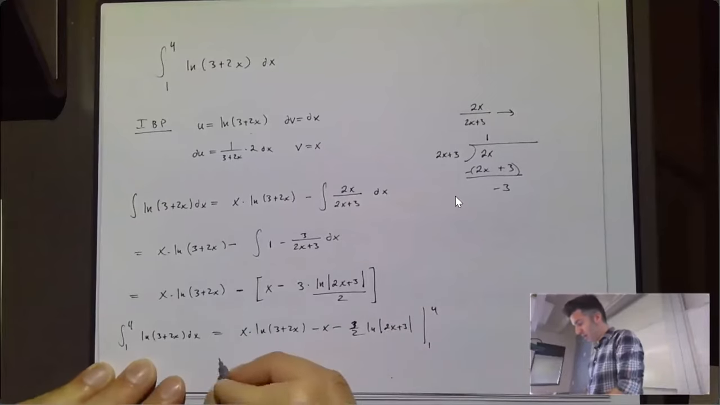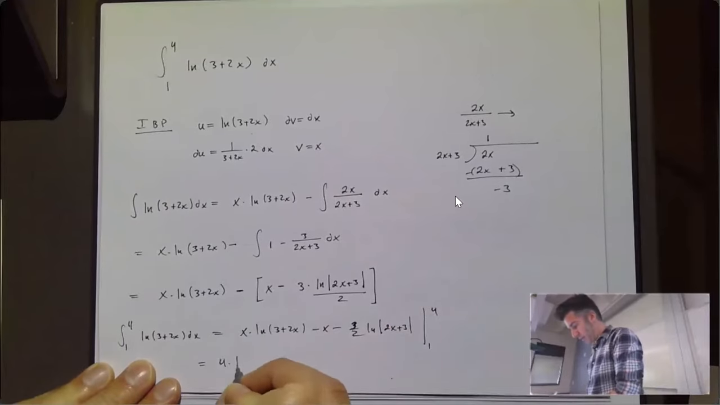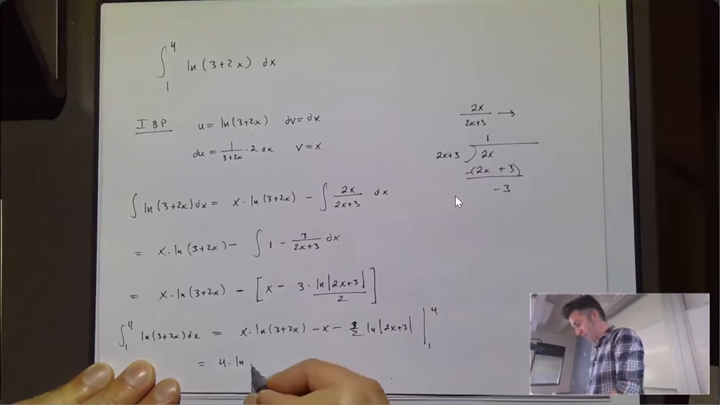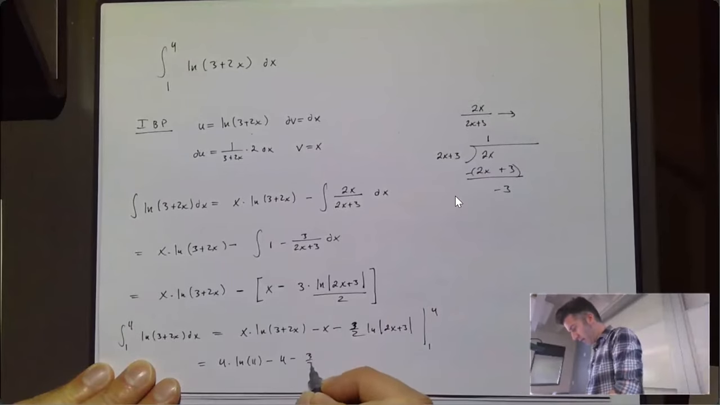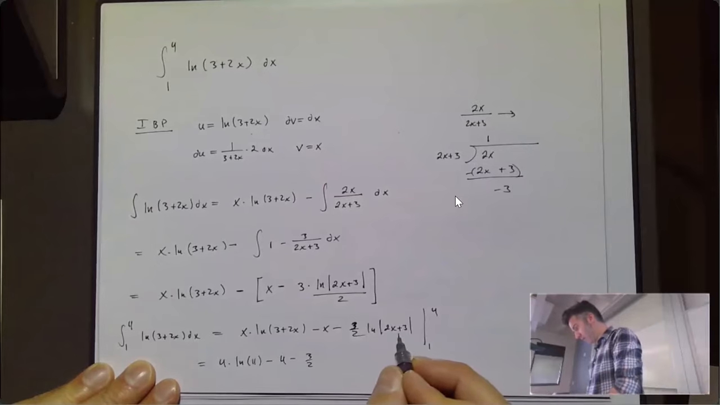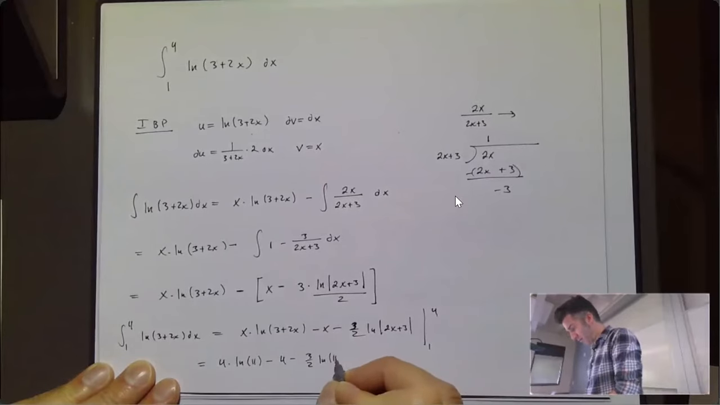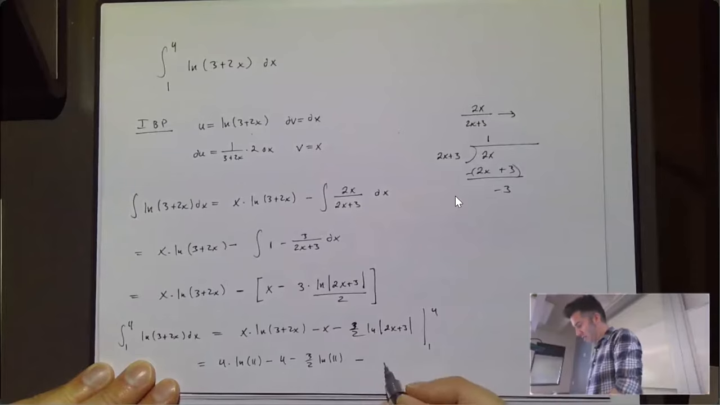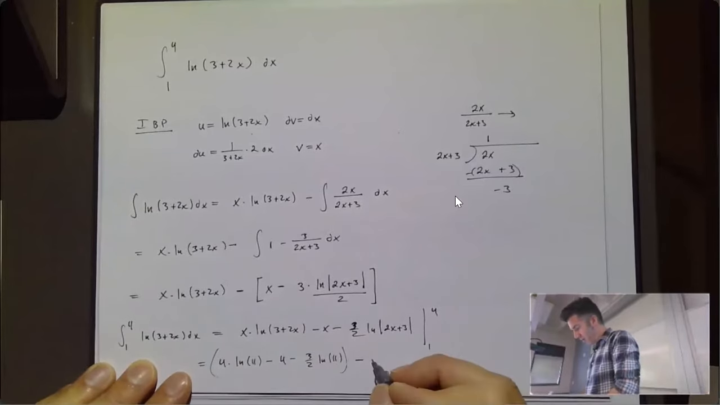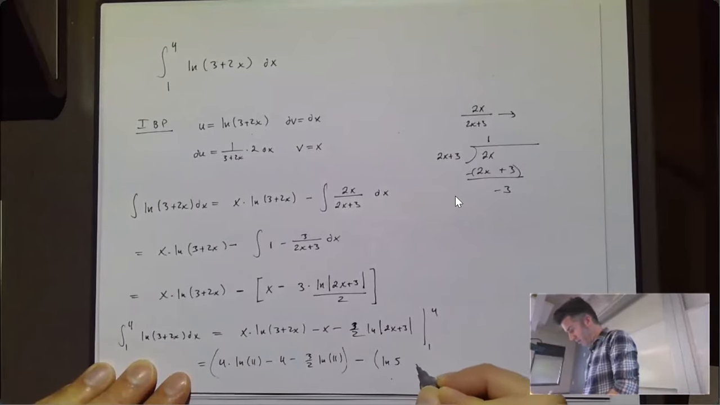So plugging in 4, I'm going to get 4 times the natural log of 3 plus 8, which is 11, minus 4, minus 3 halves times the natural log of 8 plus 3, which is 11, minus, now when I plug in 1, I'm going to get 1 times the natural log of 3 plus 2, minus 1, minus 3 halves times the natural log of 2 plus 3.